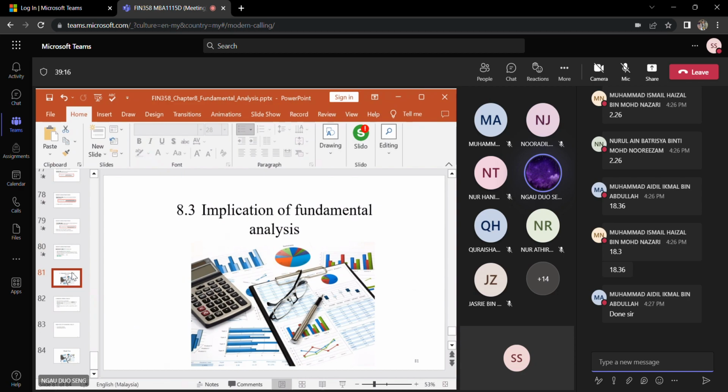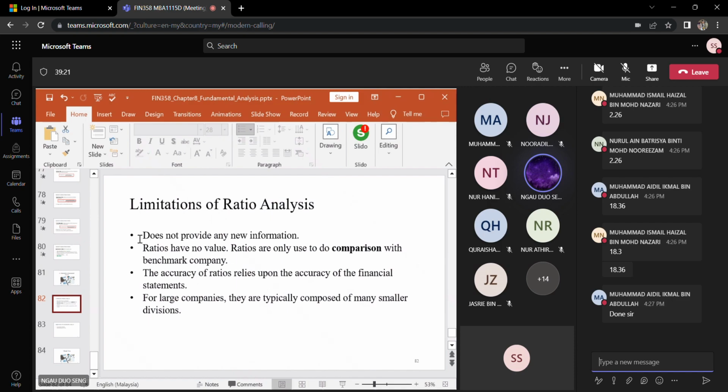Alright, so next we have implication of fundamental analysis. Here we have limitation, so it does not provide any new information, sebab kita guna data yang telah berlaku. So ratio have no value by themselves. Ratios are only used to compare. We do comparison with a benchmark company, alright, atau kita beza tahun. The accuracy of ratio relies on the accuracy of financial statement. Sebab kita calculate ratio, kita guna income statement dengan balance sheet. Kalau income statement dengan balance sheet salah, so the ratio also is wrong.